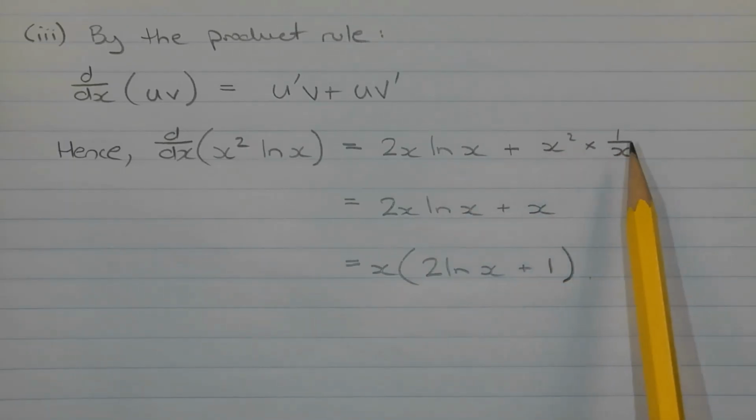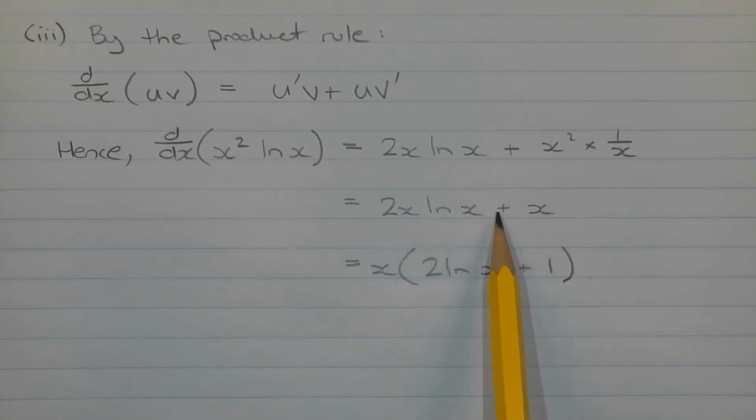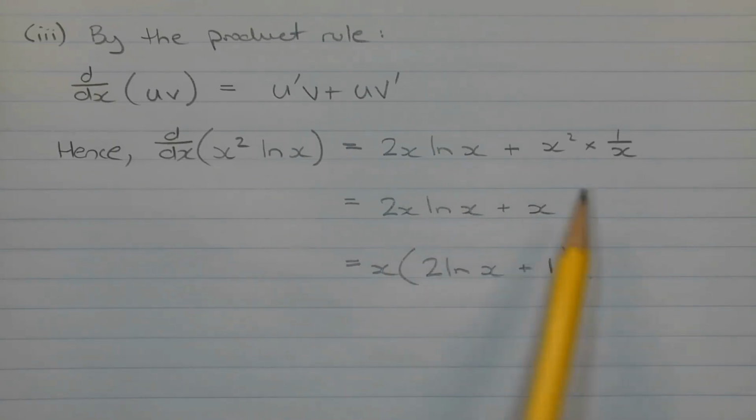Now x squared times 1 over x simplifies to x. So the derivative is equal to 2x times ln x plus x. And if we wanted to, we could factorize out x from this term, and that equals x times, open bracket, 2 times ln x plus 1, close bracket.